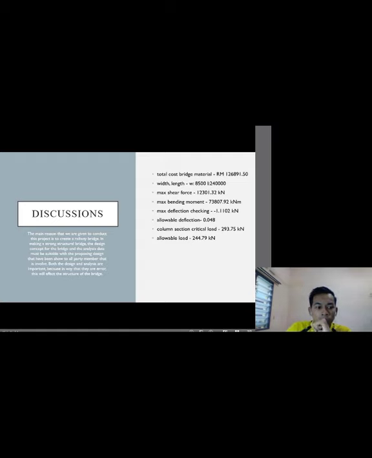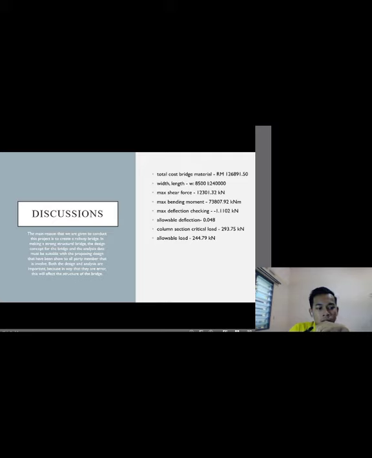Then, as we have done analysis of the beam, the maximum shear force is 12301.32 kilonewton, and the maximum bending moment is 73807.92 kilonewton meter. Next, the maximum deflection checking is negative 1.1102. It is smaller than the allowable deflection, that is 0.048.